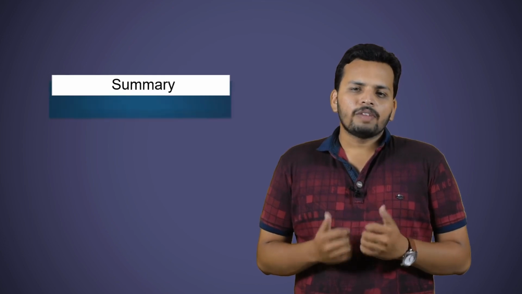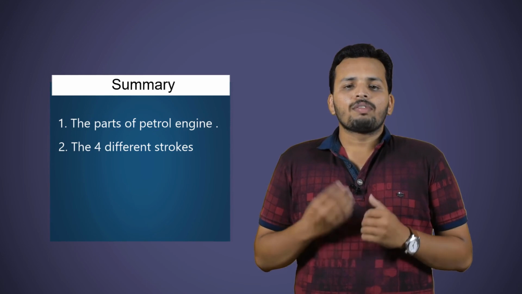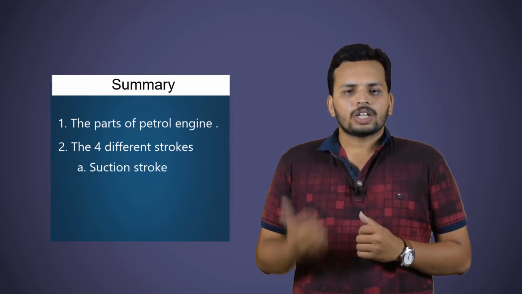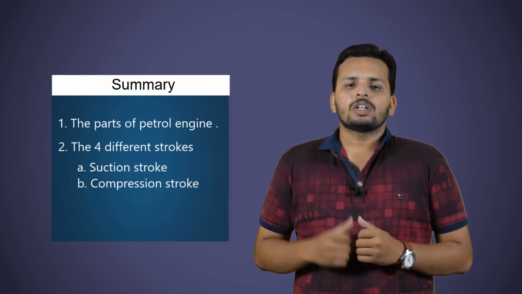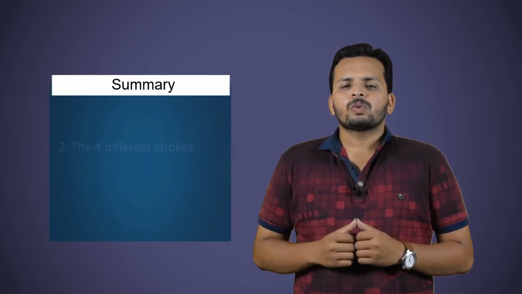To sum up, we learnt about the parts of the petrol engine, and 4 different strokes such as suction stroke, compression stroke, power stroke and exhaust stroke. In the next video, we will look at the 4-stroke diesel engine. See you there.